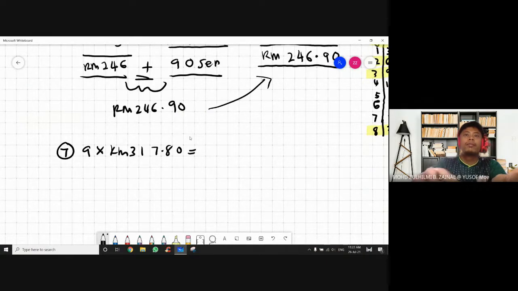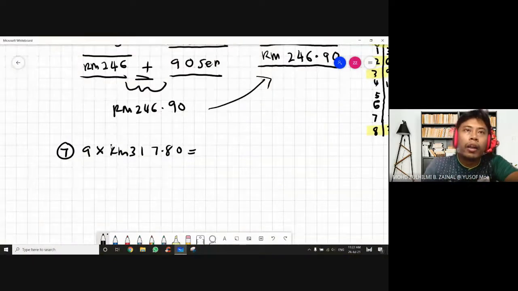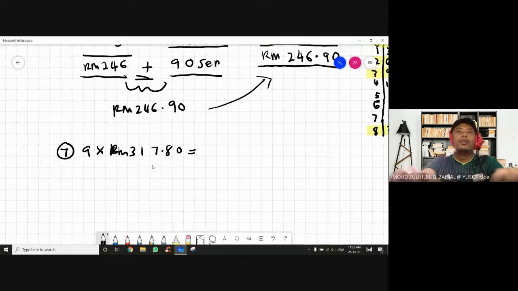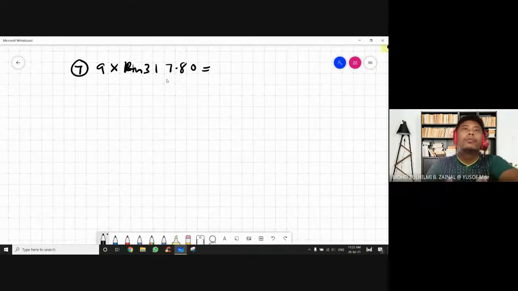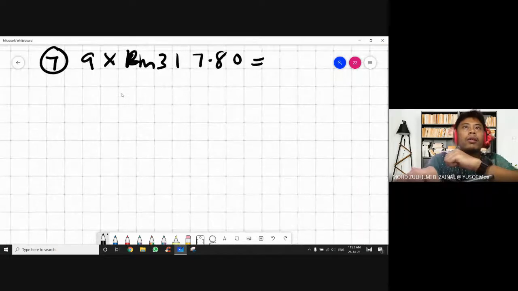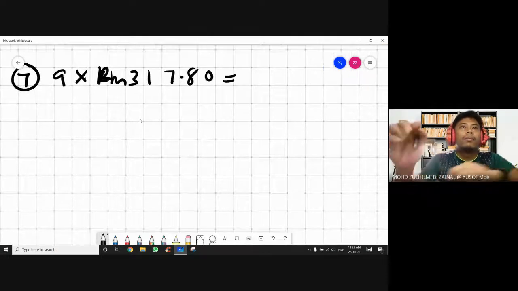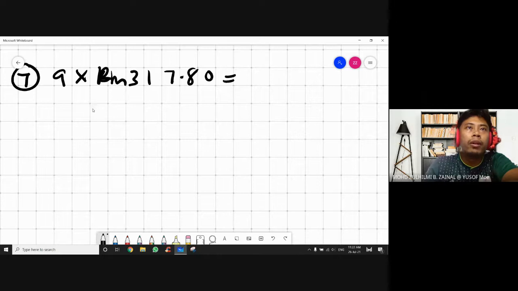RM317.80. Okay, sorry lah, RM cikgu ni teruk betul lah. Okay, copy down dulu. Okay, copy down the number. Ingat, always copy down RM atas yang besar. Kalau multiplication, always take the bigger number on top.